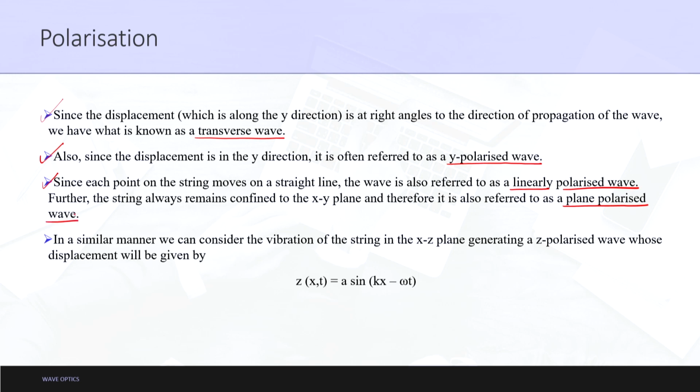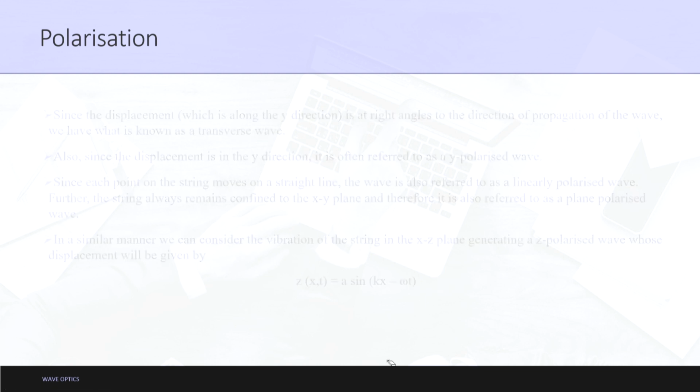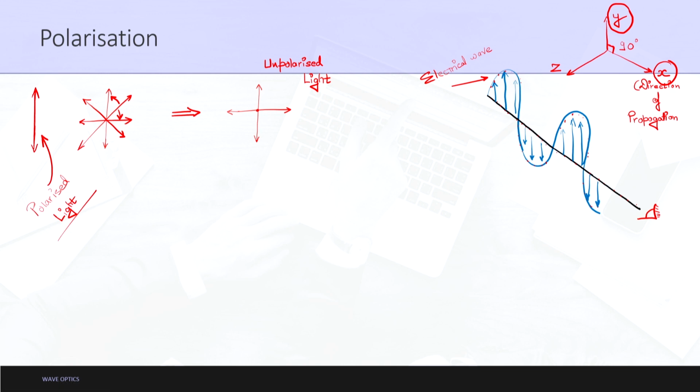In a similar manner, we can consider the vibration of the string in the xz plane, generating a z polarized wave whose displacement will be given by the following. Let us suppose the electrical signal is directed in this direction. If we see it from here with the naked eye, the polarized wave will look like this. Because this is in the z direction, it is also known as a z polarized wave.